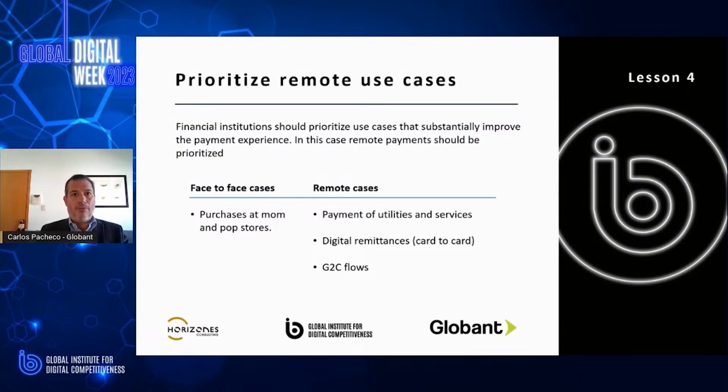Finally, G2C flows, and that's about pensions and government benefits that people would receive. If we make sure that we are prepared to receive those benefits in the account or card of our customers, these create also great loyalty and usage. Again, the key message here is the past focus has been on acceptance in mom and pop for groceries. Now the focus is on enabling and the customer experience for remote use cases.